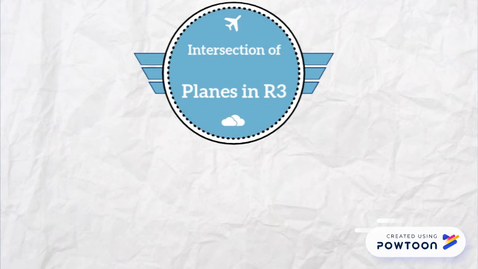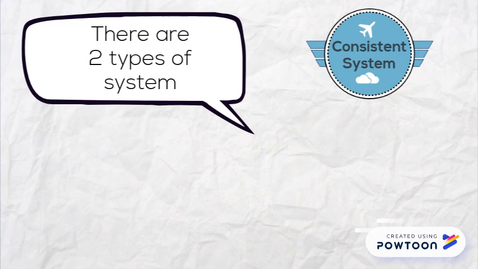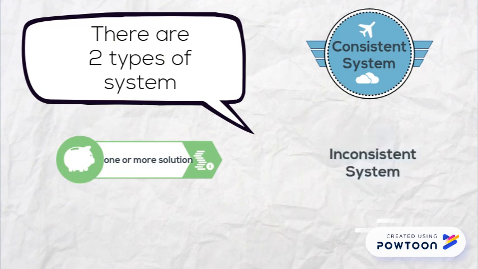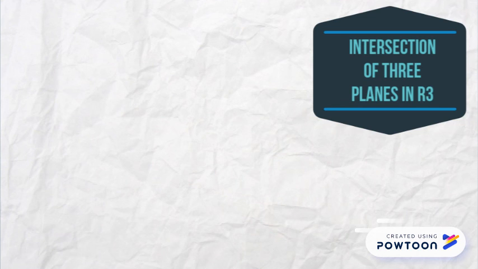After we know how planes work in R3, we can do the intersection of planes in R3. Before we learn this topic, we better know what a system is. There are 2 types of system. They are the consistent system, which has one or more solutions, and the inconsistent system, which has no solution. Let's start the intersection of 3 planes in R3.